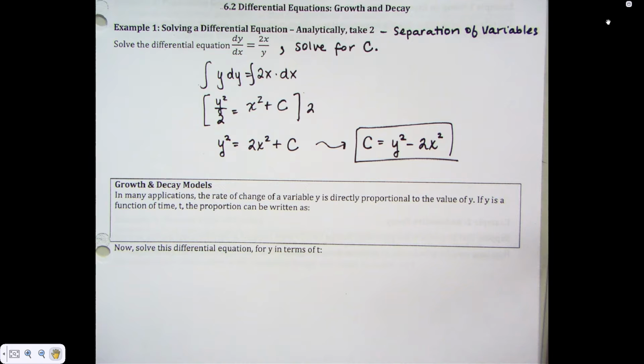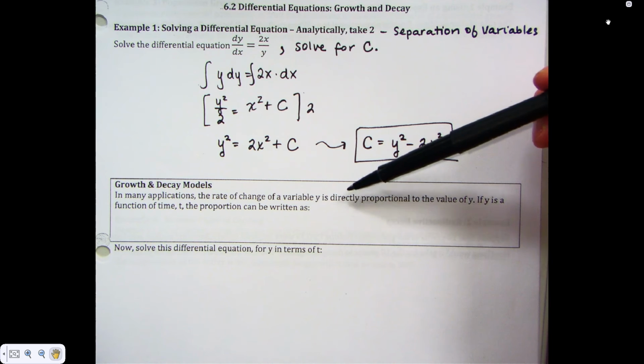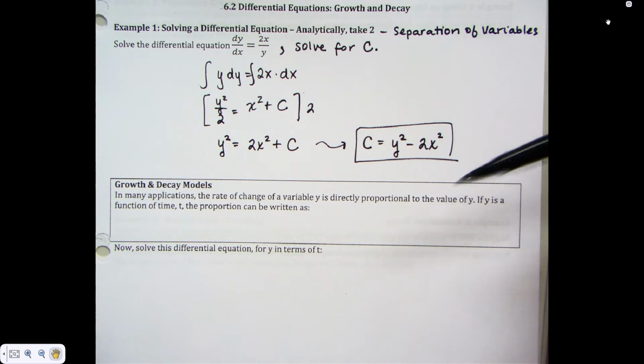The rest of our notes are all about these applications, and I think you'll probably be happy because a lot of this is actually pre-calc once we get past sort of the proof of where the growth and decay models come from. So a lot of our applications, you'll read the phrasing that the rate of change of a variable y is directly proportional to the value of y.